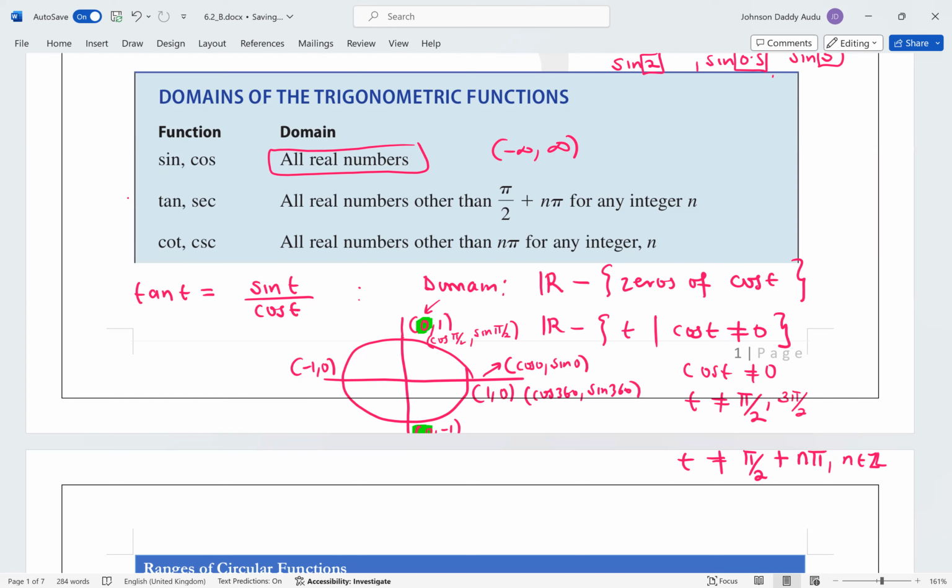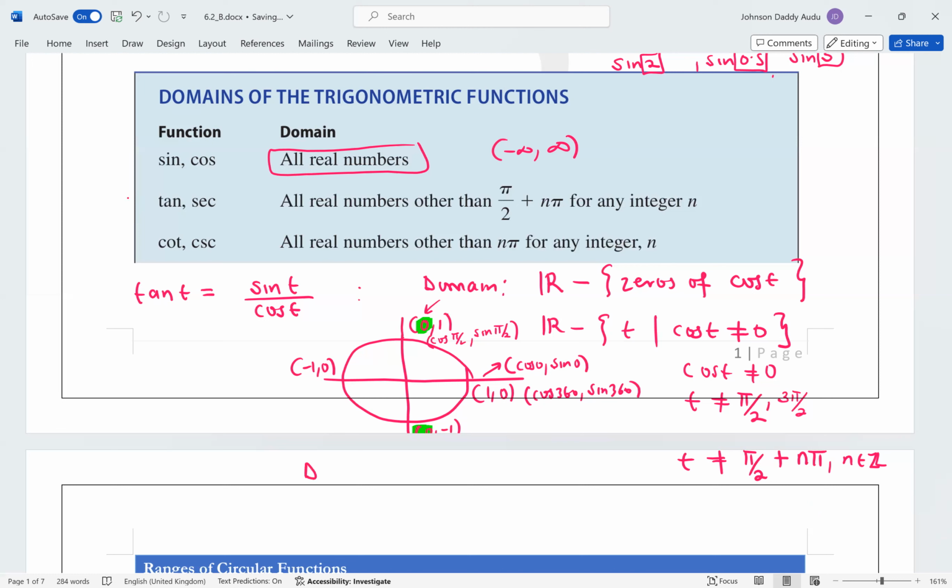You can even take n to be minus 1. So that is why we say n has to be an integer. For example, if you take n to be minus 1, what would you get? You get pi over 2 minus pi, which would be minus pi over 2. But we know that cosine minus pi over 2 is the same thing as cosine pi over 2, which is still 0, right?